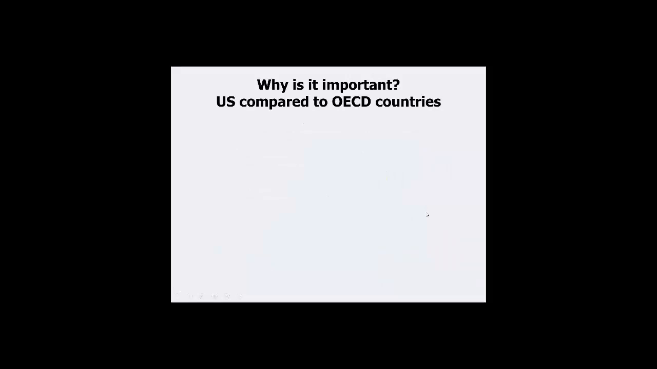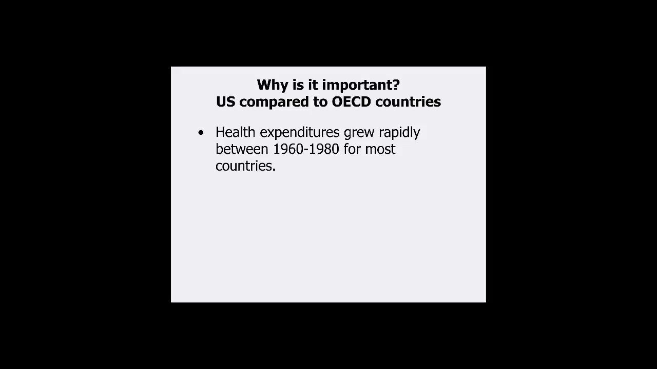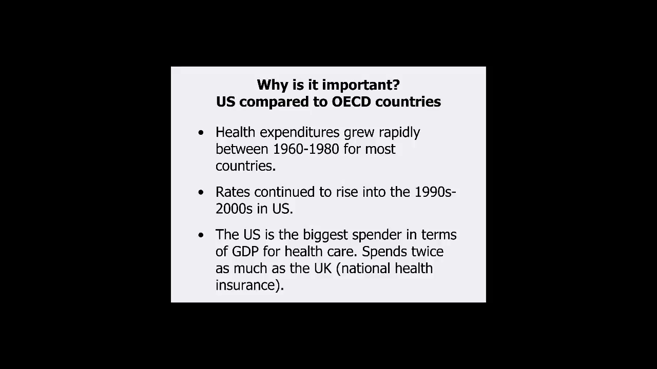So why is it important for us to compare the U.S. to other developed countries? Well, health expenditures grew rapidly between 1960 and 1980 for most countries. So it wasn't just a U.S. phenomenon, right? This is not something that is just an American problem. We've actually seen health expenditures grow across the globe. The rates continued to rise into the 1990s and the 2000s in the U.S. by a much faster rate. And the U.S. is the biggest spender in terms of GDP for healthcare. It spends twice as much as the United Kingdom.